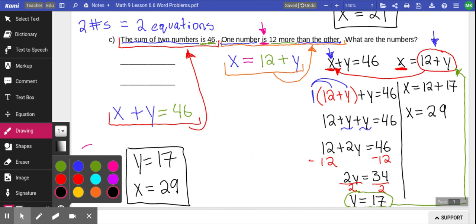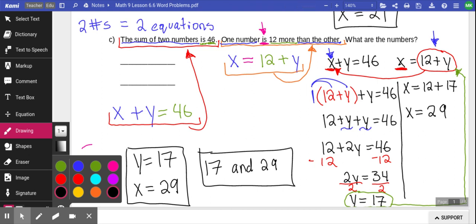Now, technically, you could have done this question and gotten y equals 29, x equals 17, and that's fine. You just labeled your question differently than I did. The question said, what are the numbers? The numbers are 17 and 29. The letters that you choose to represent those numbers don't actually matter. So the answer is 17 and 29.